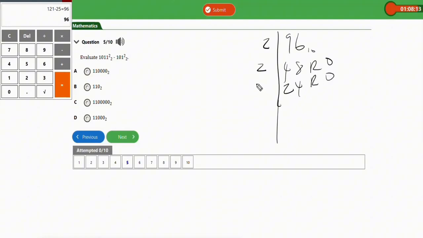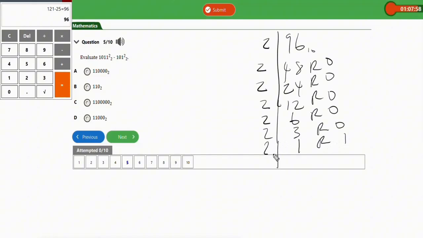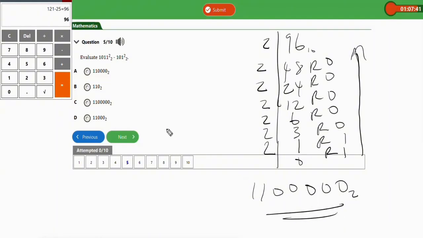Remainder 0. 2 into 24, you're going to have 12. Remainder 0. 2 into 12, you're going to have 6. Remainder 0. 2 into 6, you're going to have 3. Remainder 0. 2 into 3, you're going to have 1. Remainder 1. Then 2 into 1, you're going to have 0. Remainder 1. So this value in base 2, now from below you count it upwards. So we're going to have 1100000 base 2. So that's the answer to this question. The correct option is option C.